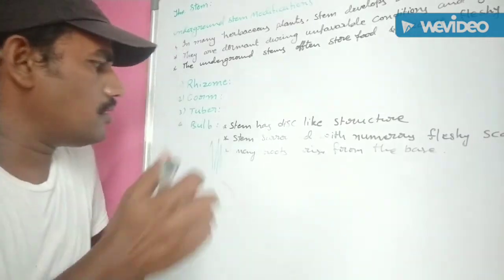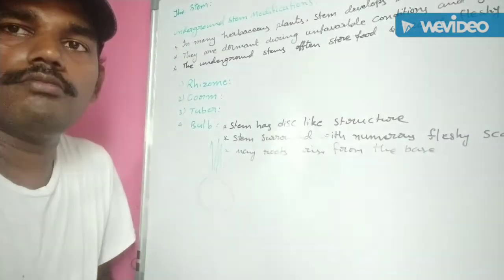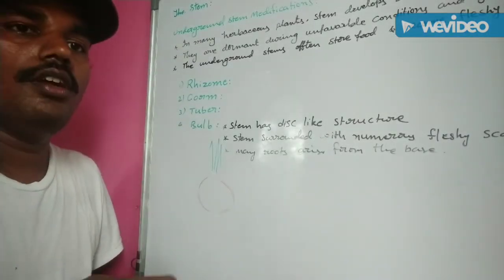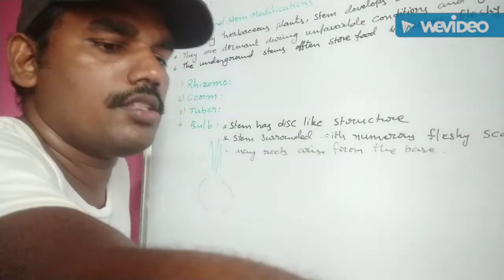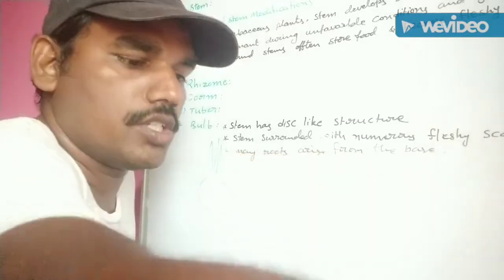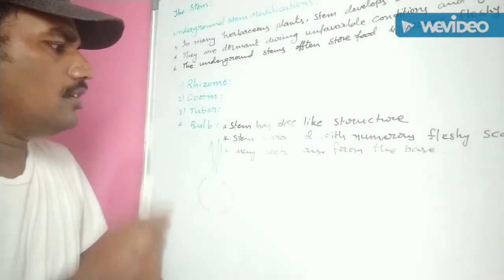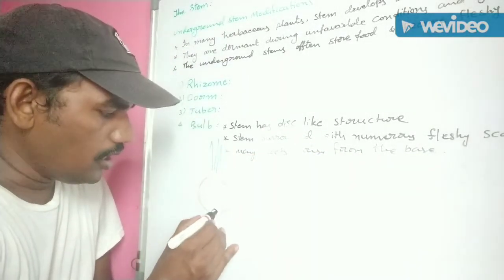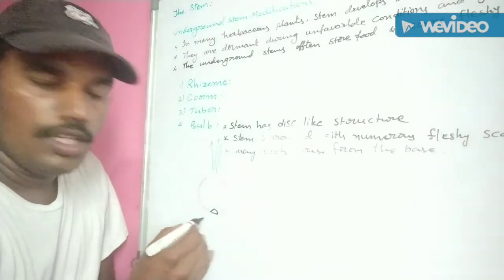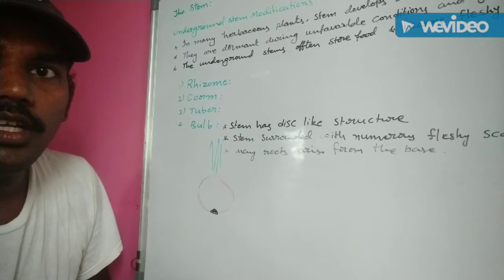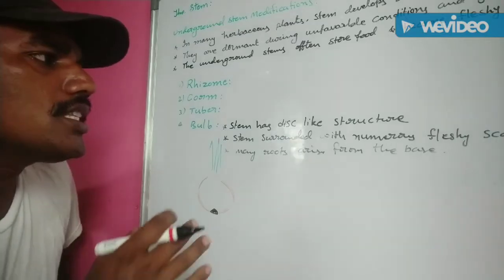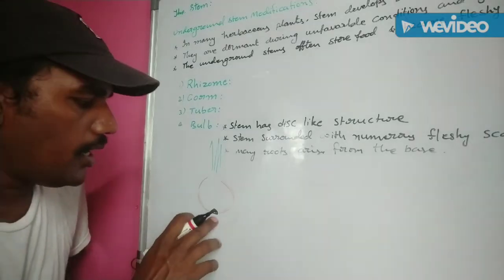Stem modification is bulb. B-U-L-B, bulb. Okay, the stem is a disc-like structure. Understand? This one is the stem. The stem is shunted, okay, shunted and also a disc-like structure. It is underground.